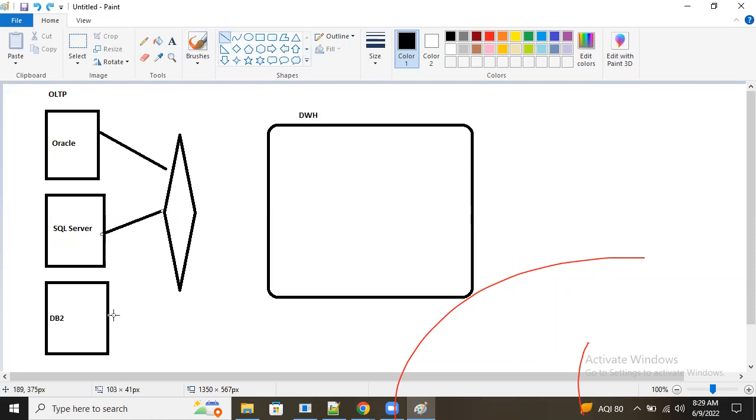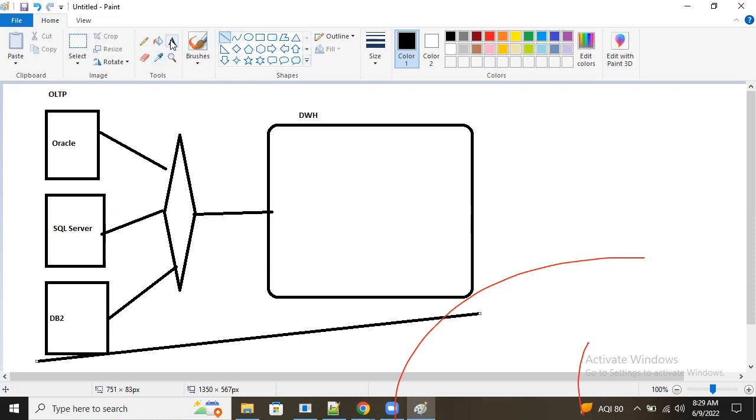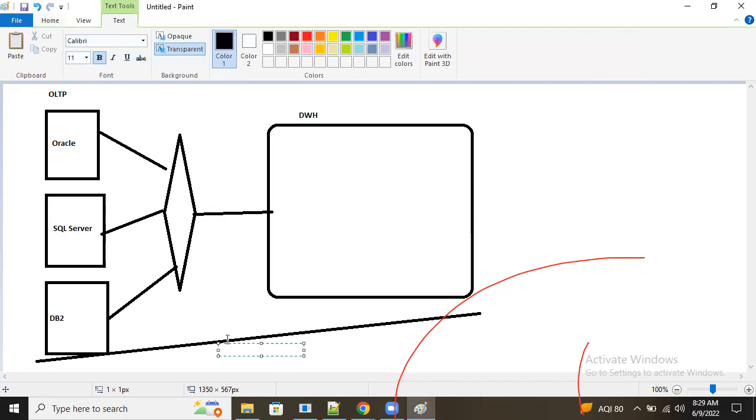You are doing some operations. Finally, data loads into this one. This total process is nothing but an ETL process. ETL. What do you mean by ETL? Extraction, transformation, and loading.